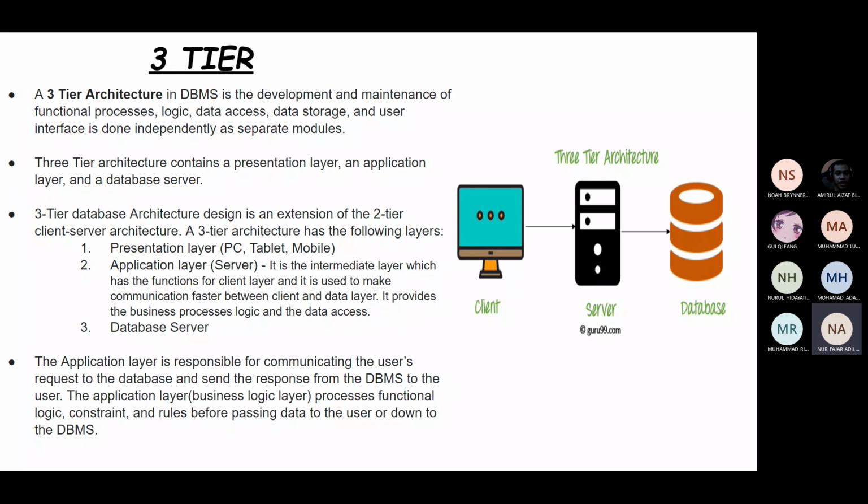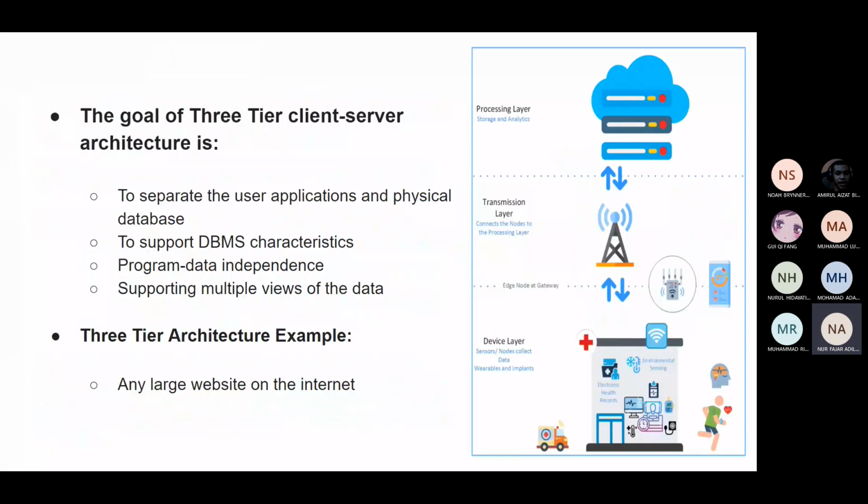The application layer is responsible for communicating the user request to the database and sending the response from the DBMS to the user. The application layer also processes functional logic, constraints, and rules before passing data to the user or down to the DBMS.